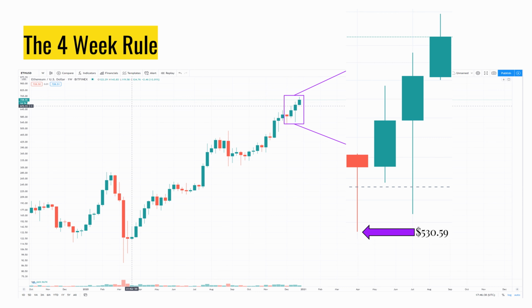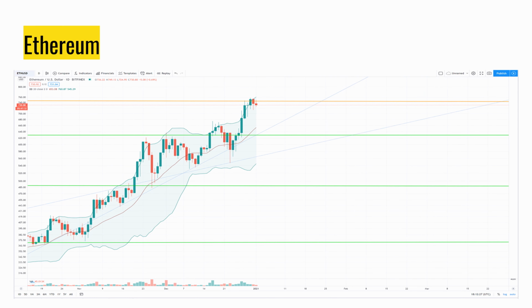$530.59. This is the same graph as before, but let's use the 2-week rule so that we can have a tight stop loss so that we're safe from the sudden drops that happen often in cryptocurrency. Here we see the 2-week rule will have us put the stop loss at $547.53 instead of $530.59.